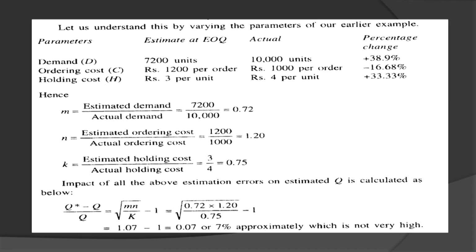It is less than 10%, and whenever we are forecasting any demand, we are only estimating. So certainly there is bound to be a difference between the estimated level and the actual level, but if that difference is very high, then the estimated EOQ and actual EOQ will be much different. What will happen if the estimated economic order quantity is very high?